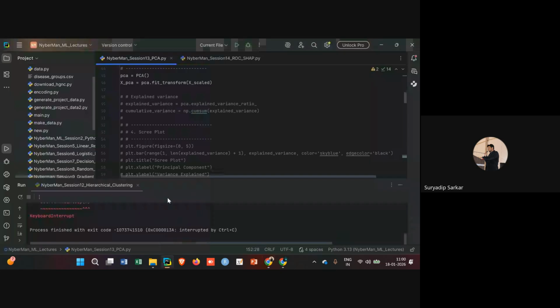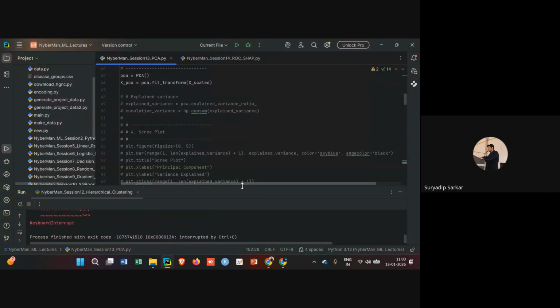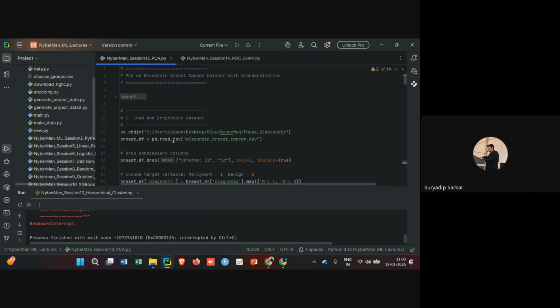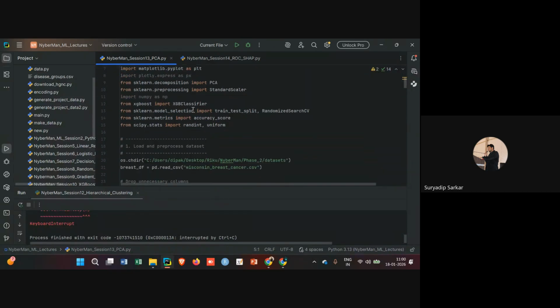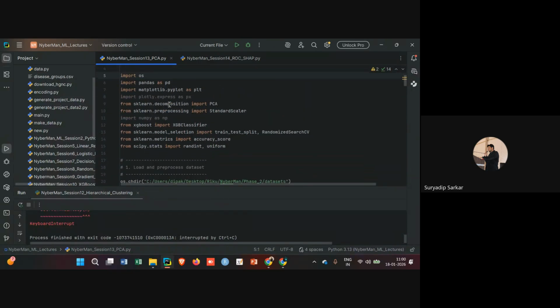Let me share my screen, and this is what we are going to be doing. We are going to be performing PCA on the same Wisconsin breast cancer dataset. This is the import section that we have. PCA is part of the decomposition library, and there we have this function called PCA which will help us perform the principal component analysis.